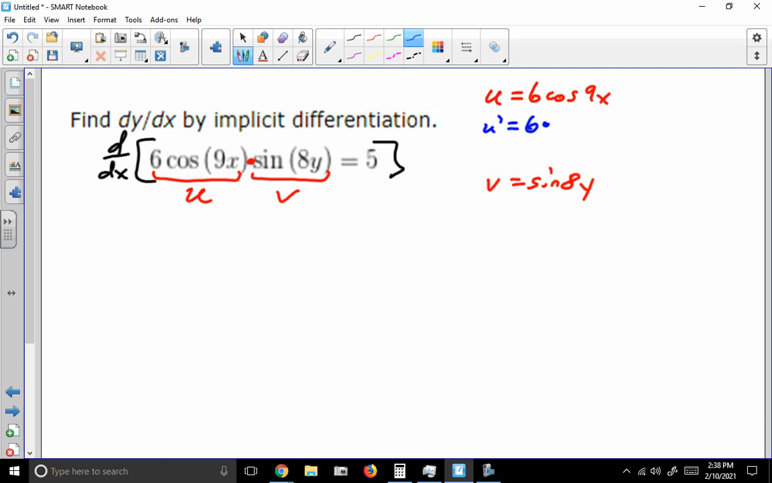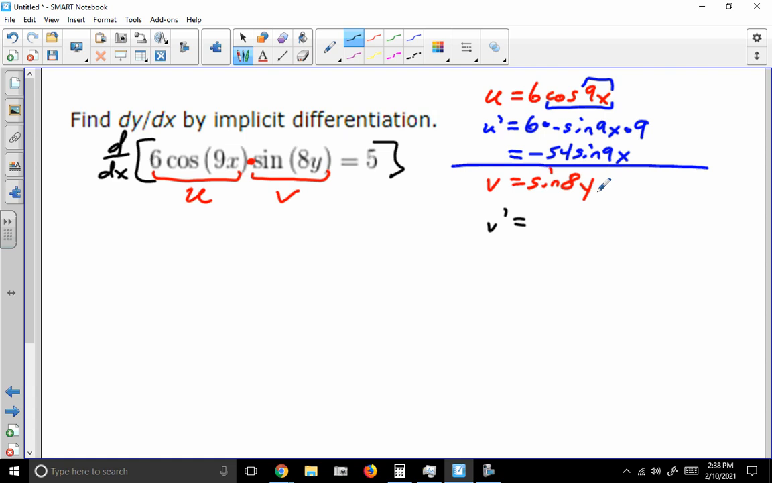Then this is the chain rule. The outside function is cosine, so the derivative of cosine is minus sine times the derivative of the inside function. The inside function is 9x, and that derivative is 9. So a positive times a negative times a positive is negative. 6 times 9 is 54 times sine of 9x. So that's u prime. So now we need v prime.